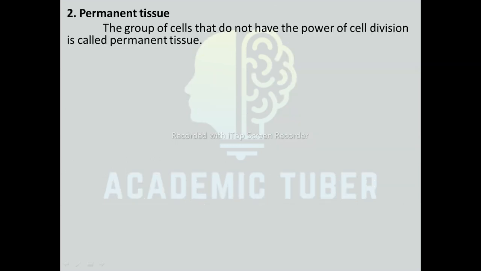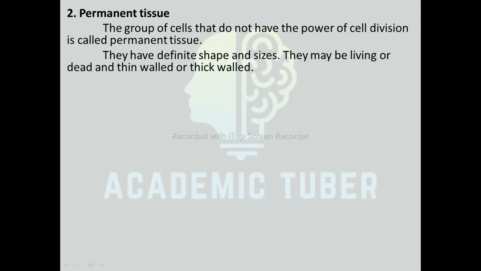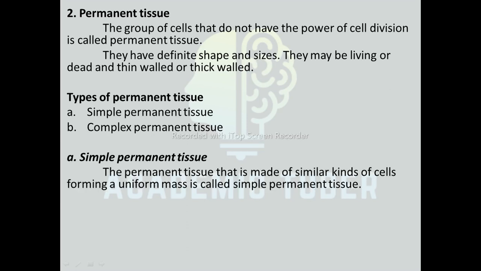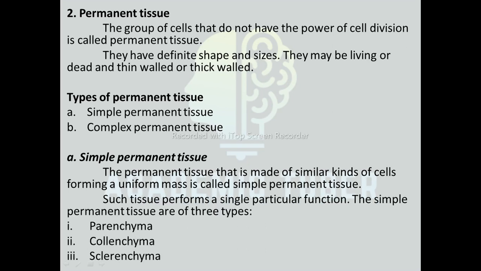Permanent tissue. The group of cells that do not have the power of cell division is called permanent tissue. They have definite shape and size. They may be living or dead and thin-walled or thick-walled. Types of permanent tissue: simple permanent tissue and complex permanent tissue. Simple permanent tissue is the tissue that is made up of similar kind of cells forming a uniform mass.